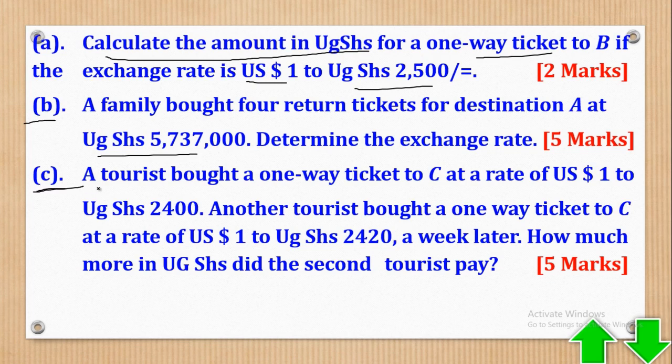So part C, a tourist bought a one-way ticket to C at a rate of $1 to Uganda shillings 2,400. Another tourist bought a one-way ticket to C at a rate of $1 to Uganda shillings 2,420 a week later. How much more Uganda shillings did the second tourist pay?